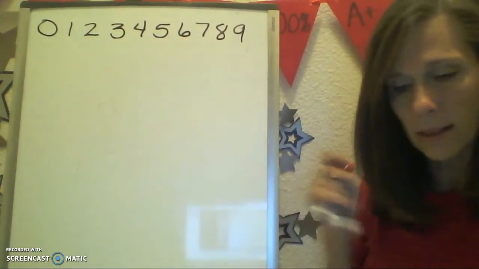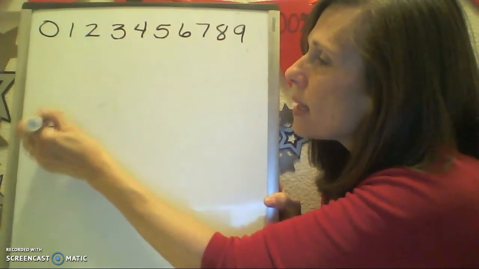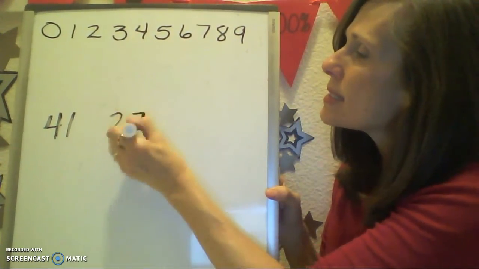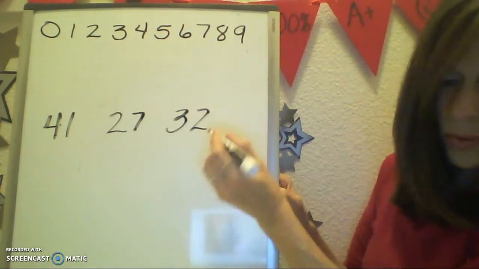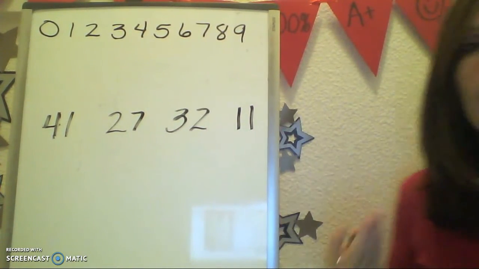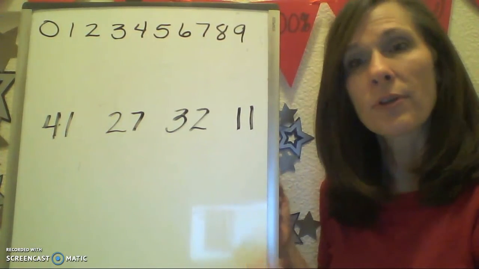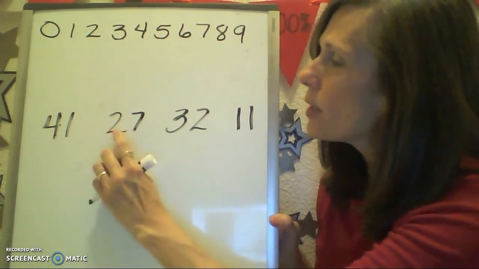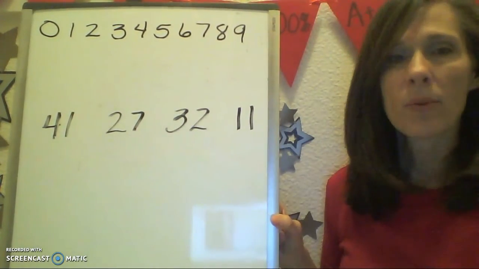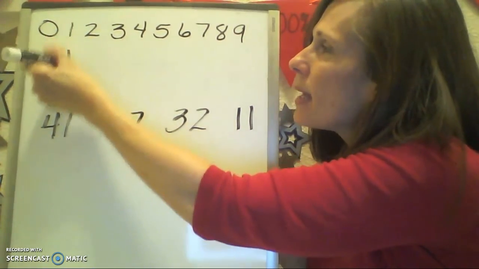Let's go ahead and make it a little harder. Here we go. How about if we put some numbers up that are in the tens place? For instance, 41, 27, 32, and 11. All right, well, we're still going to take the same idea and we're going to look at the first number in each set of numbers, the first digit in our number. So I see I have a 4, a 2, a 3, and a 1. Okay, so if I'm looking at my number order, what would go first? Well, number 1 would go first, right? So the first one would be 11.